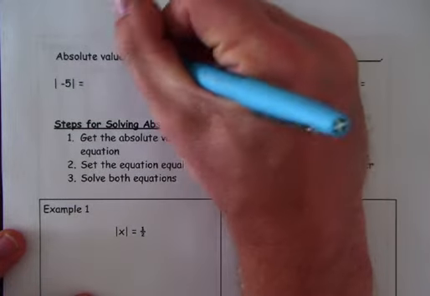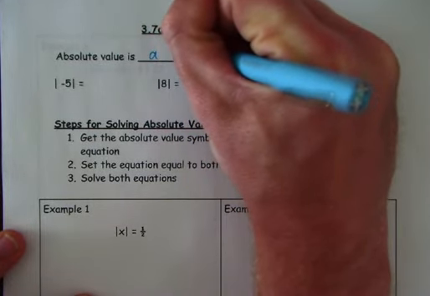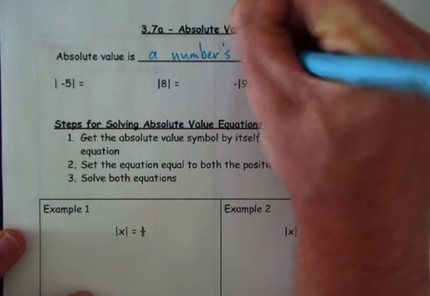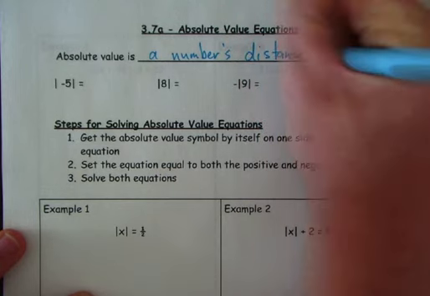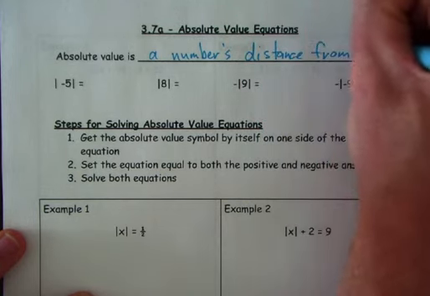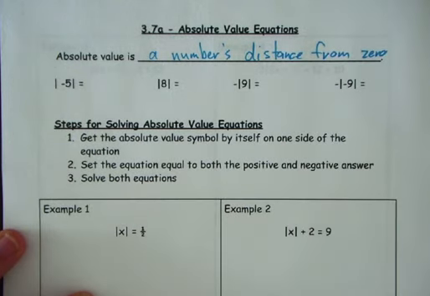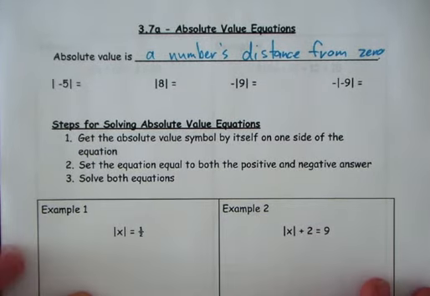Absolute value is a number's distance from 0. It's how far on the number line a given number is from 0. So in practice, the absolute value is always going to be a positive number, because you can never have a negative distance from 0. The distance is always going to be positive. So just a quick reminder of how we do absolute value.